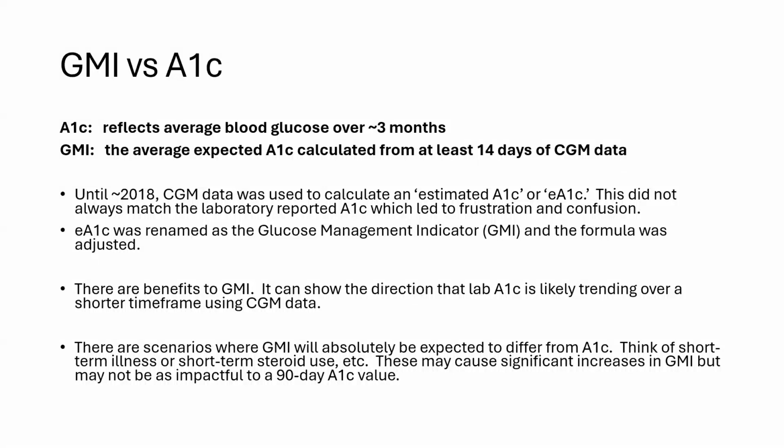GMI has some benefits. It can show the direction that your lab is likely trending over a shorter time frame, which is nice. But to highlight a couple of situations where the GMI will definitely be different than the A1C, think about a short-term illness or a short-term steroid use. So if you're looking at a 14-day period where somebody was acutely ill and maybe they also had some steroid use in there, in that time frame, if that's where you're looking at your GMI, there's a very good chance it's significantly different than what your A1C might be over that 3-month period, because it's going to impact your GMI in that 14 days heavily, but it may not impact the A1C as much over that 90-day time frame.